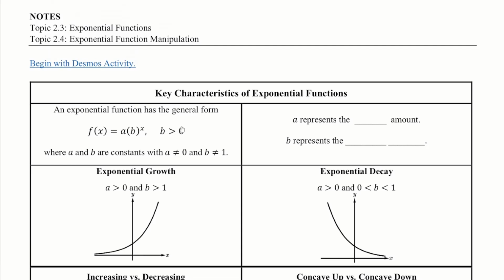As we can see here, an exponential function has a general form of f of x equals a times b to the power of x, where b has to be greater than 0, where a and b are constants, with a cannot be equal to 0, and b cannot be equal to 1. A in this case represents an initial amount, and then b represents the growth or decay factor.